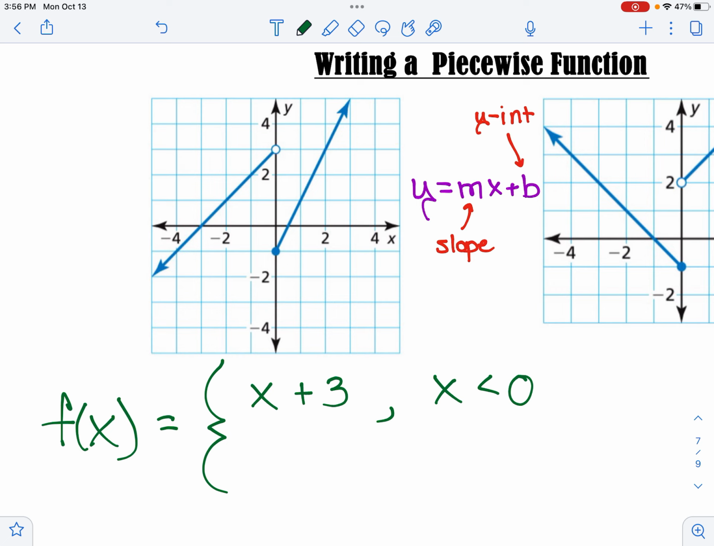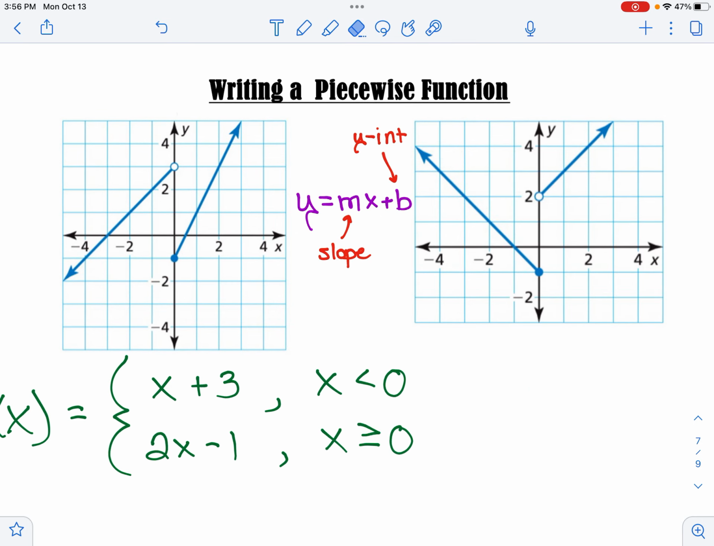Okay, let's do the other section. So this one, I have a point here, and then a point here, which is up 2 and over 1. That's 2 over 1, which reduces to 2x. And then my y-intercept is -1, so -1. And that would be when x is greater than or equal to 0, since this function is from here to the right. Whoops, that's not my eraser. There we go. Okay, so I hope that makes sense.